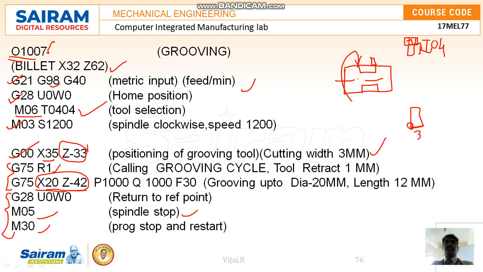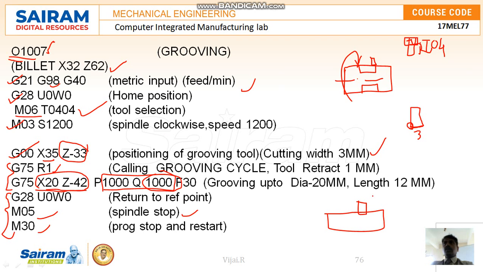And what is the P and Q referred to here in the grooving cycle? The P is the increment, X increment and Z increment. So in X, once the grooving is done, the tool has to move a little. This is the movement of the tool. So this is the increment.